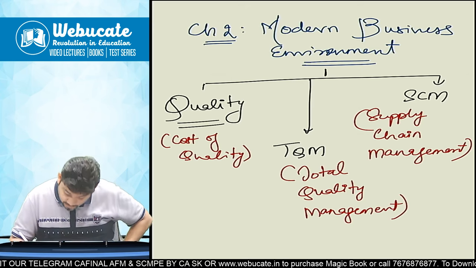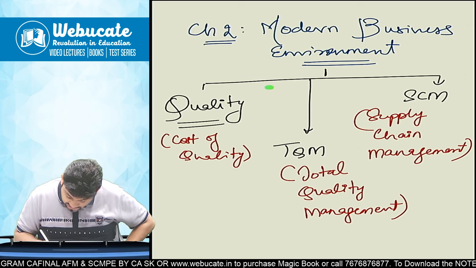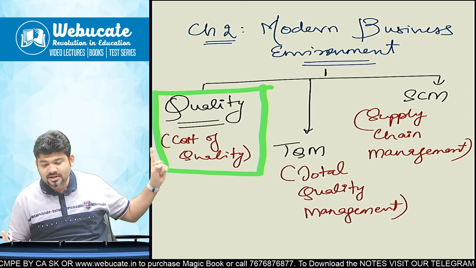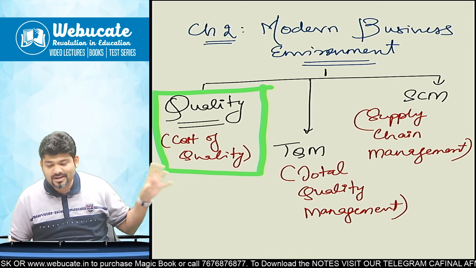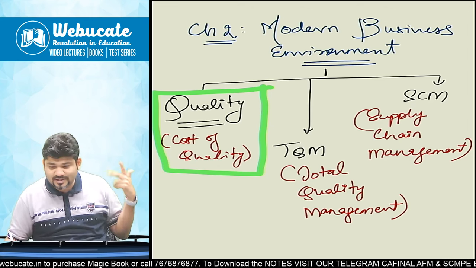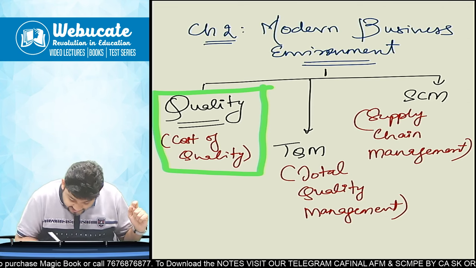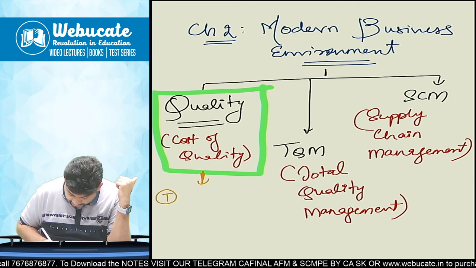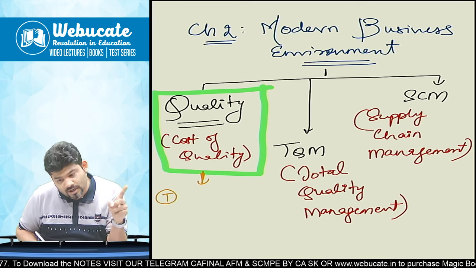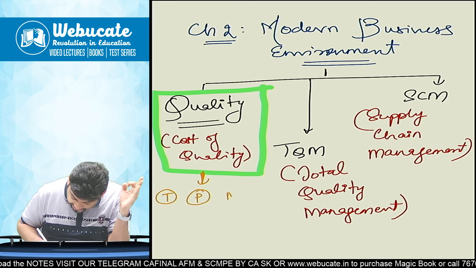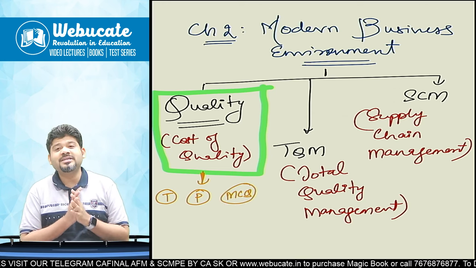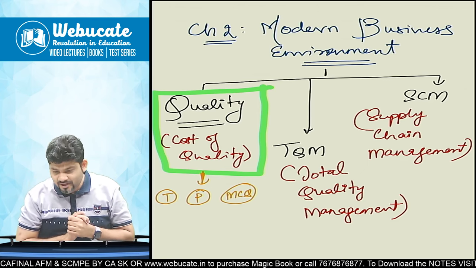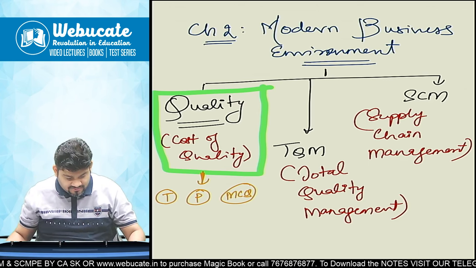Okay. Now, what is going to be a part of today's session? Pay attention. So basically, this chapter is divided into three parts. Quality, TQM, and SCM. Quality meaning cost of quality, TQM total quality management, and SCM supply chain management. Of which today's focus, our lecture's focus, will be on three aspects. One, theory of cost of quality. The other, the practical aspect of cost of quality. And then the MCQ related questions of cost of quality. So that is how the whole system will be worked up for us, and that's how we will approach this subject.